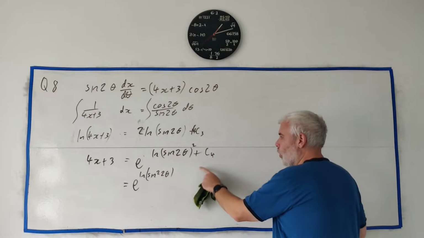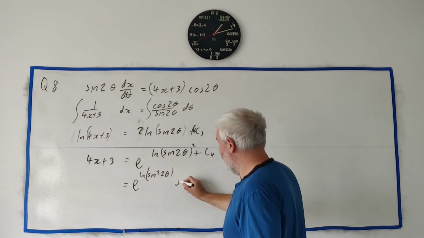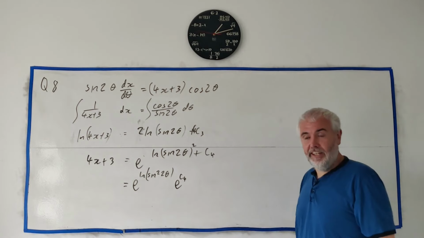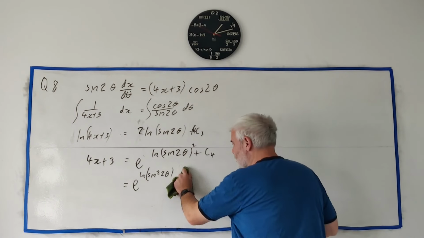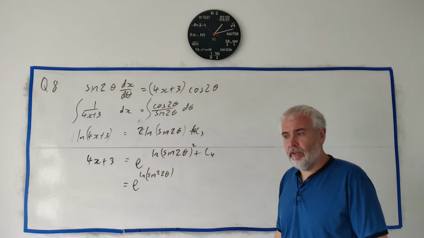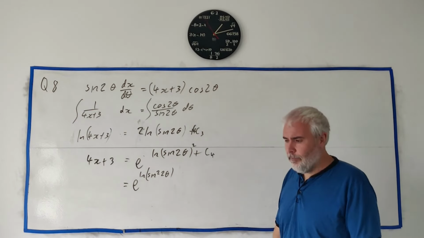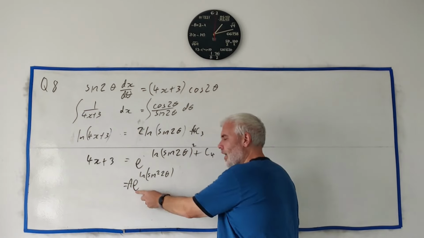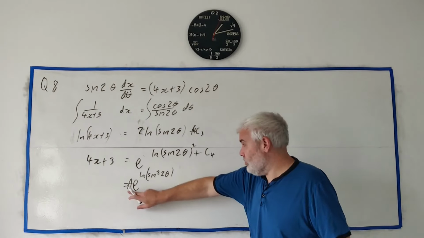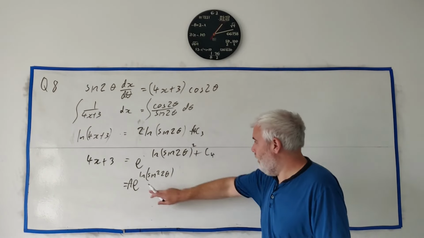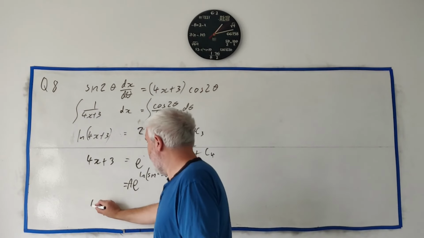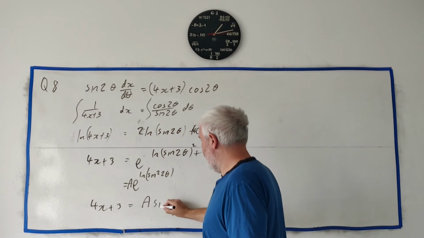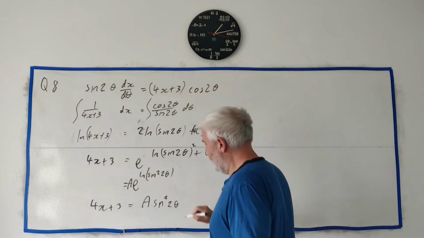E to the power of C4, well that's just the same as being multiplied by E to the power of C4. Or again, this is now constant. E to the power of C4 is just a whole new constant. Could call it C5, which is fine. Could call it just C. But we actually tend to call it A when it's multiplying an exponential like this. So this is still just a constant, we don't know. And this E and this natural log destroy each other. So let's write that. 4x plus 3 is equal to A times sine squared 2 theta.